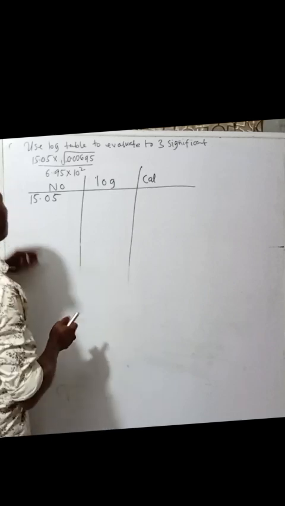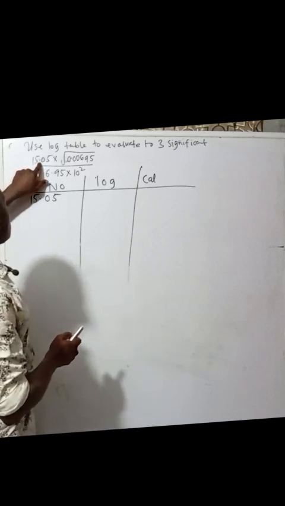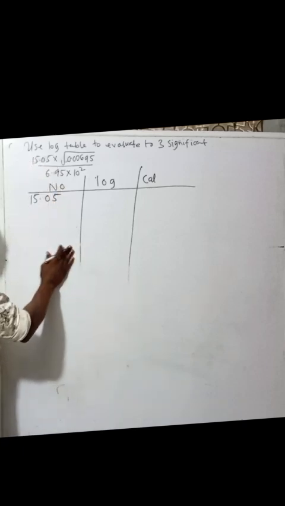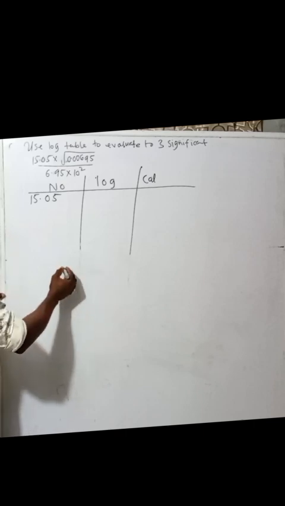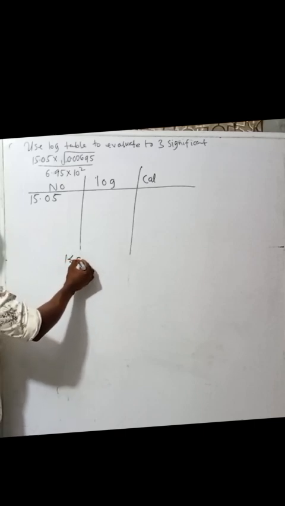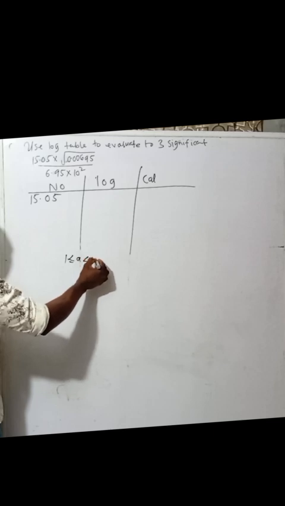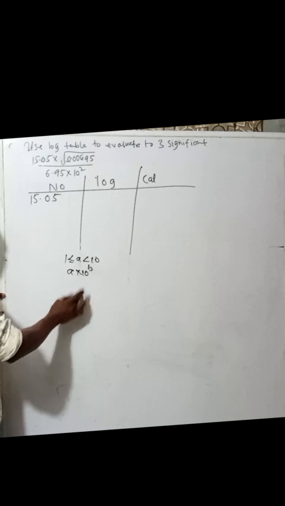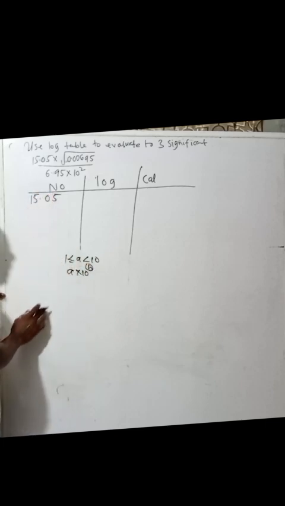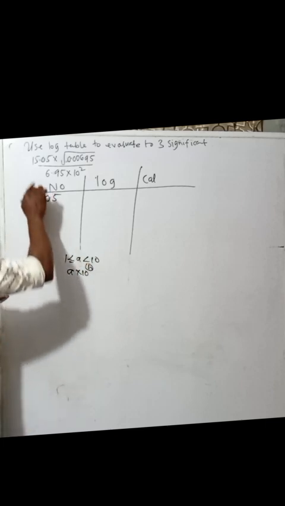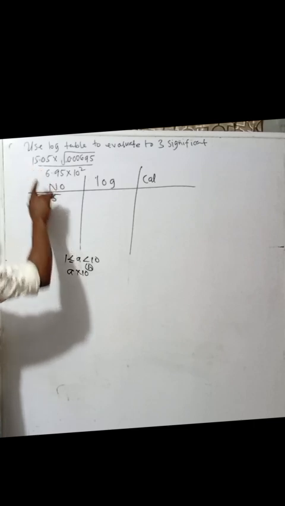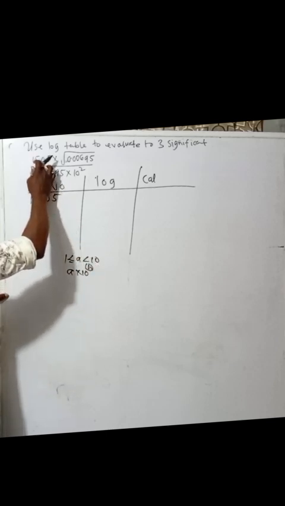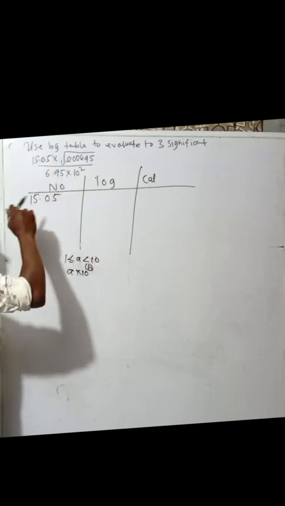So what we do here is, if you look at this 15.05, the first thing to do is to ensure that you express this number in standard form. Remember, a number is expressed in standard form if it is of this nature: a times 10 raised to power b, where your b here in this logarithm is the characteristics. For this number, the a is greater than 10, so we have to make sure that the number lies between 1 and, but less than, 10.